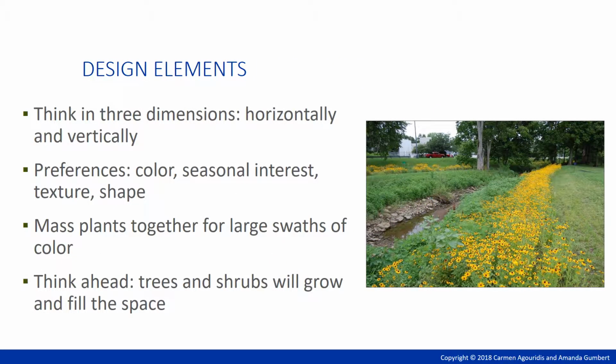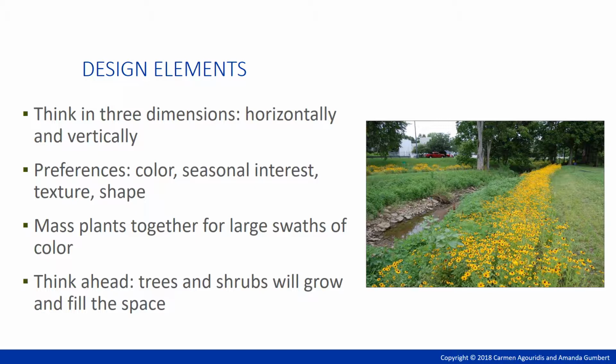A few design elements to keep in mind when making a planting plan include thinking in both horizontal and vertical dimensions. Are there overhead wires that must be accommodated? How wide can you make your buffer? And consider your view shed.